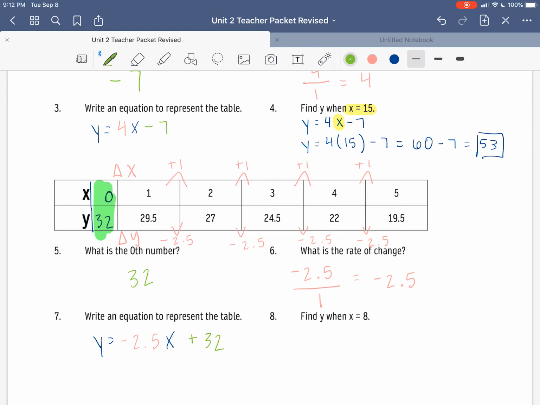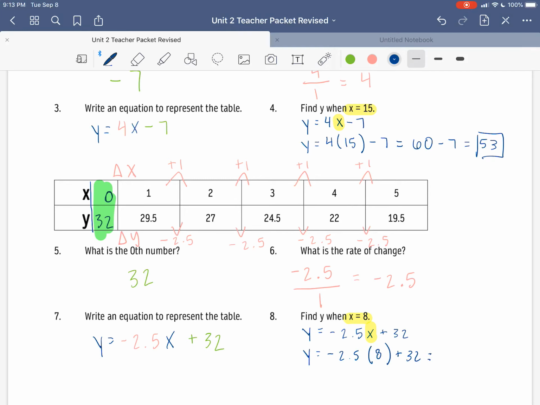And then again, I'm just asked to use my equation. So I'm told that when x is 8, I want to find what y should be. So I'm going to use my equation, y equals negative 2.5 x plus 32. And I'm going to replace in my equation the x with an 8. And again, I'm specifically picking the x because that was the information I was given. I was told that x is 8, so I have to replace that variable. So y equals negative 2.5 times 8 plus 32.